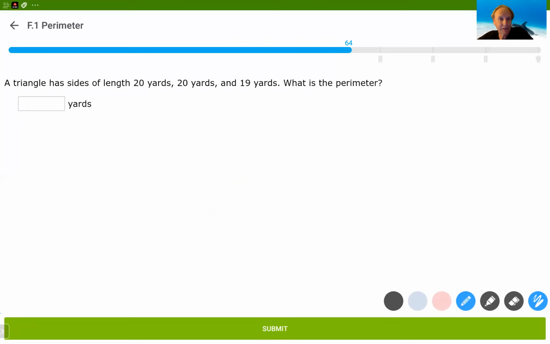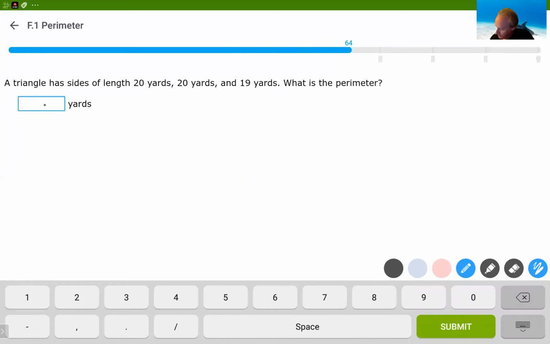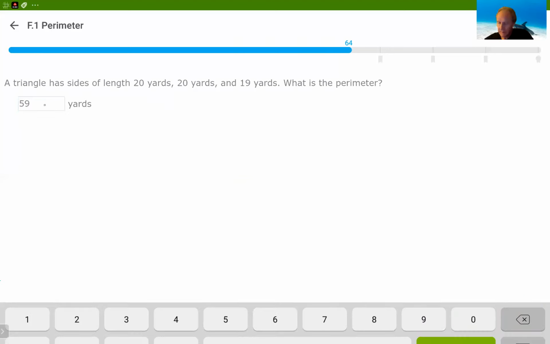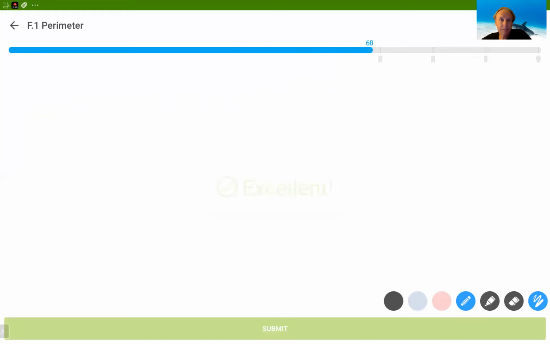A triangle has 3 sides, 20, 20, and one a little bit smaller, so it's almost 60, happens to be 59. Again, if you can do it in your head, why not?